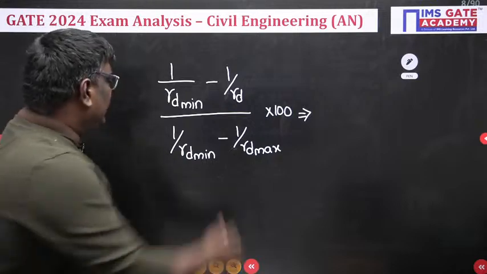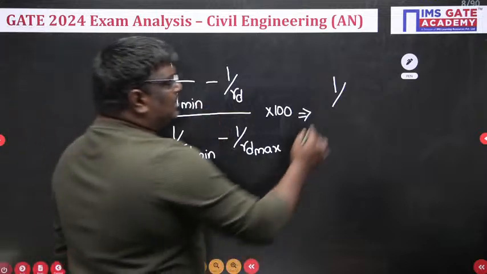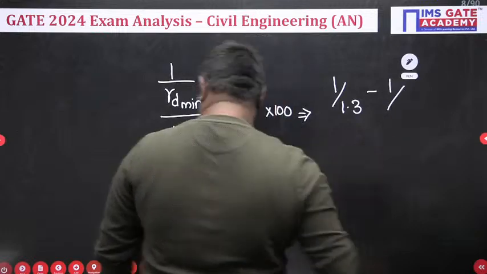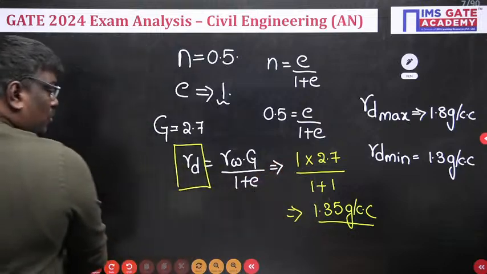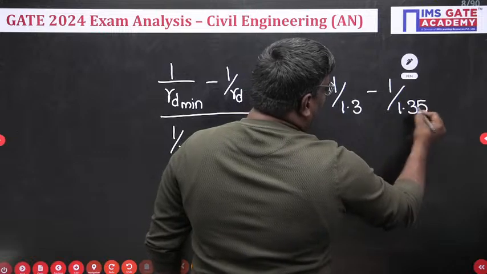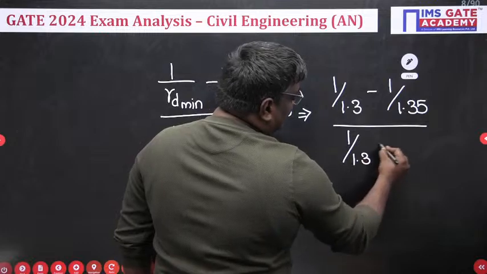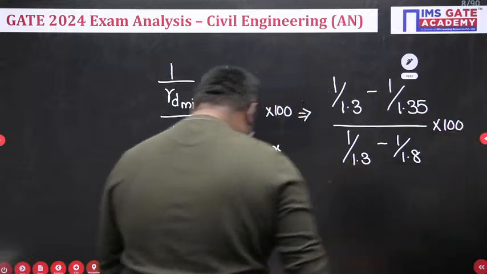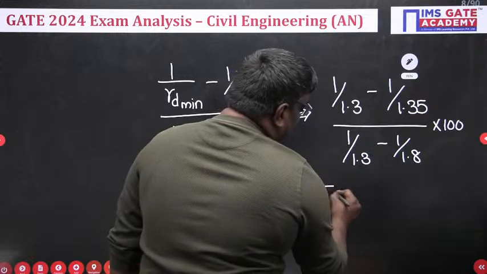Jishan, please look here. What is gamma D minimum? Gamma D minimum is 1.3. And gamma D, how much did we get? 2.7 divided by 2, we got 1.35. So the expression is 1 upon 1.3 minus 1 upon 1.35, upon 1 upon 1.3 minus 1 upon 1.8, into 100. If you solve this, you will get roughly 13.33 percent.